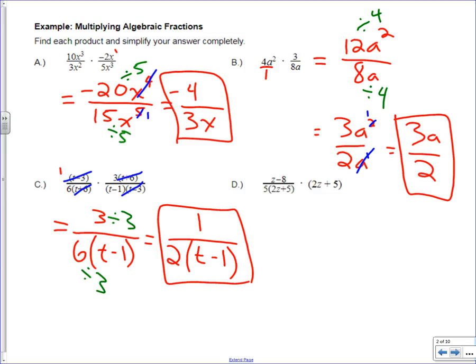Last one. Again, 2z plus 5 is not a fraction, so I'm going to put it over 1. So then I can see clearly that 2z plus 5 is in the numerator. This 2z plus 5 is in the denominator. So those cancel. So all that's left is z plus z minus 8 in the numerator over 5 times 1, 5. And that's it.